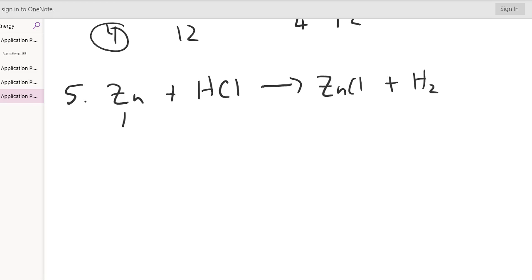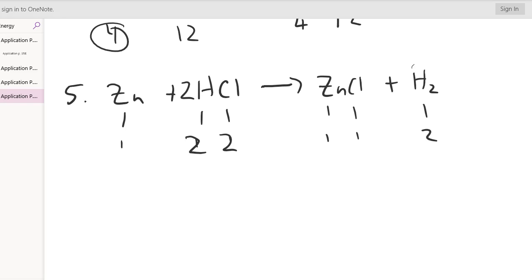For zinc, we have 1, hydrogen, we have 1, chlorine 1. On the right, we have 1 of zinc, 1 of chlorine. Oh, we have 2 of the hydrogen. That messes things up. So we're going to use the element that has the greatest number for their subscript, which would be hydrogen. We're going to have to adjust that first. So we know we have to use a 2 on the left-hand side. That means it's going to increase these to 2.